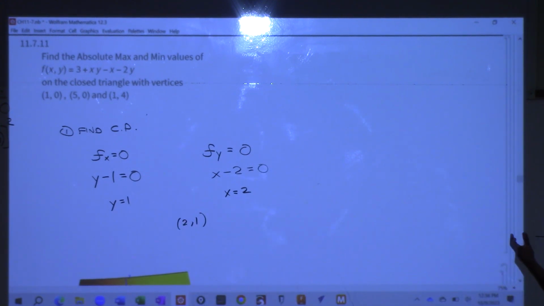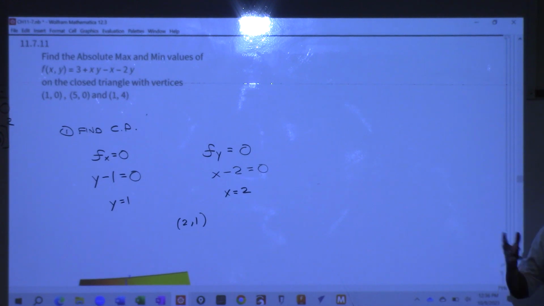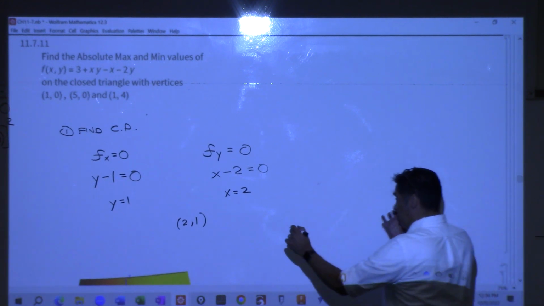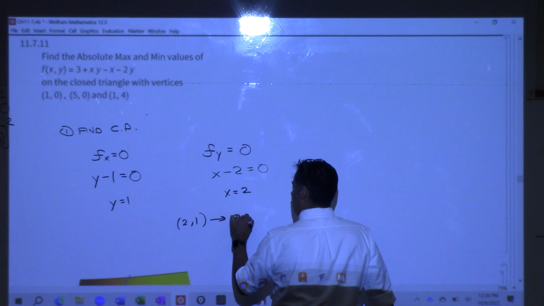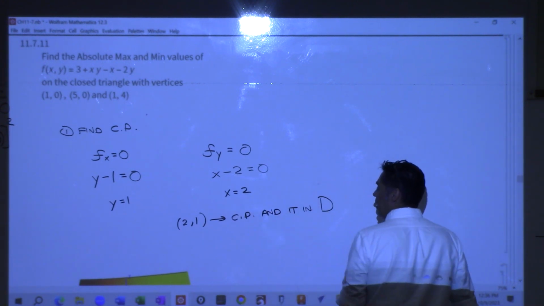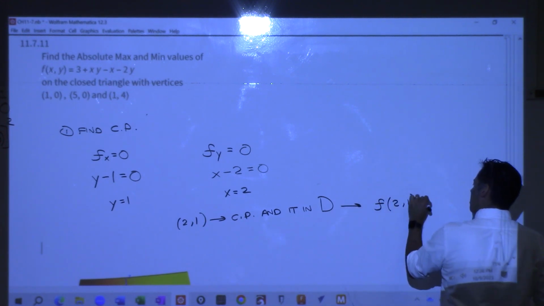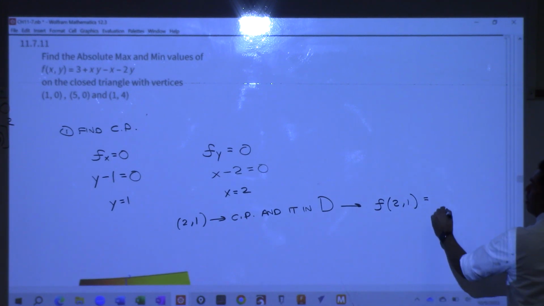What I need to do is plug that into the original function and see what it spits out, and then compare that to what's happening at other places along the boundary. Now, we do have to check, is 2, 1 in here? It does live in here, 2, 1 is somewhere in there. So that's a critical point, and it's in D. That means I want to take that critical point and plug it into the original function, and let's see what we get.